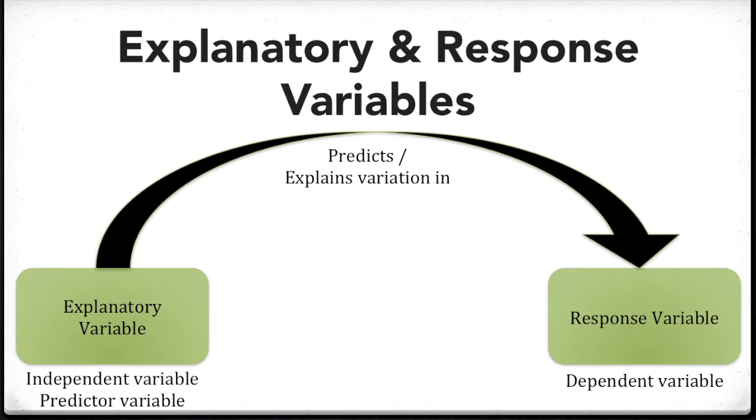Down below, we see the explanatory variable is also known as the independent variable or the predictor variable. A response variable is also known as the dependent variable. A lot of textbooks use independent and dependent variable instead of explanatory and response variables. These are just synonyms.